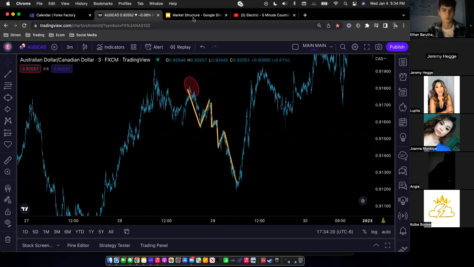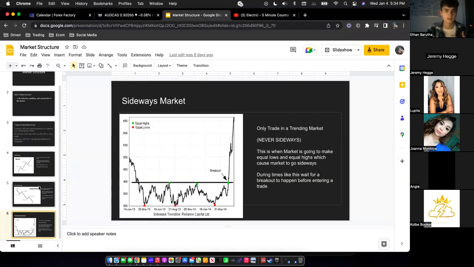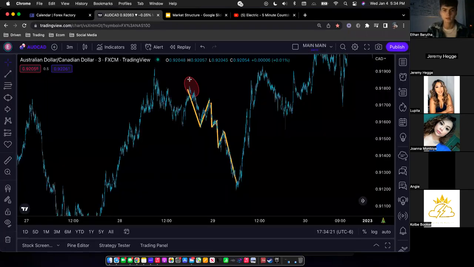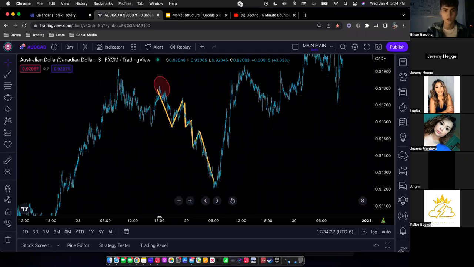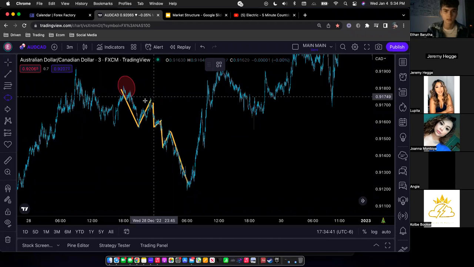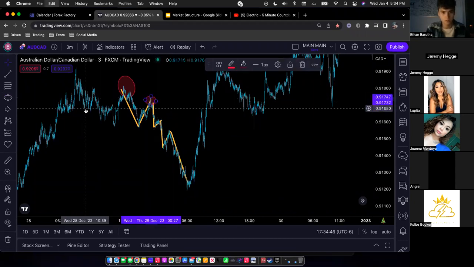Again, when we're looking at our perfect picture here, and it's not going to be perfect, see how it's starting from a high point, it's making lower lows, retracing back up from a lower low, going to a lower high, and then dropping again. Again, we only want to sell off lower highs. So we want to sell off these points right here, and I'll highlight them.